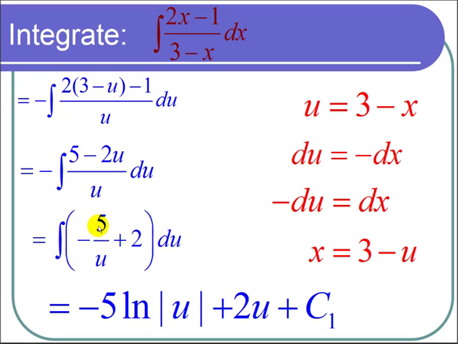So the integral of negative 5 over u is just negative 5 times the natural log of the absolute value of u. The integral of 2 is 2u, and then I always add a constant. I'm adding plus c sub 1 for now, and we'll see later why.